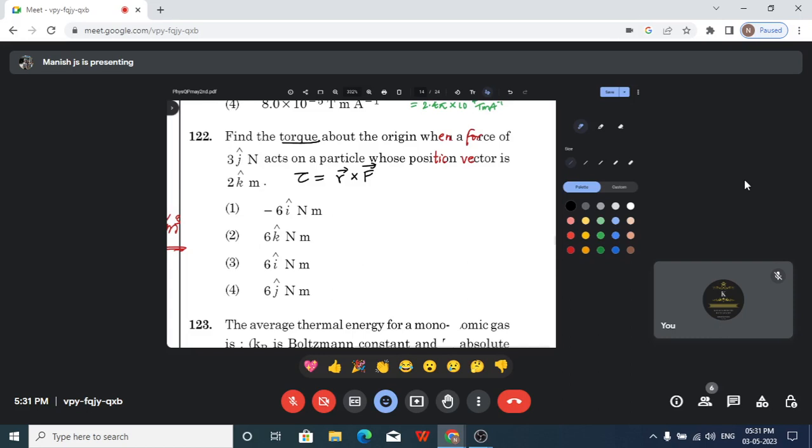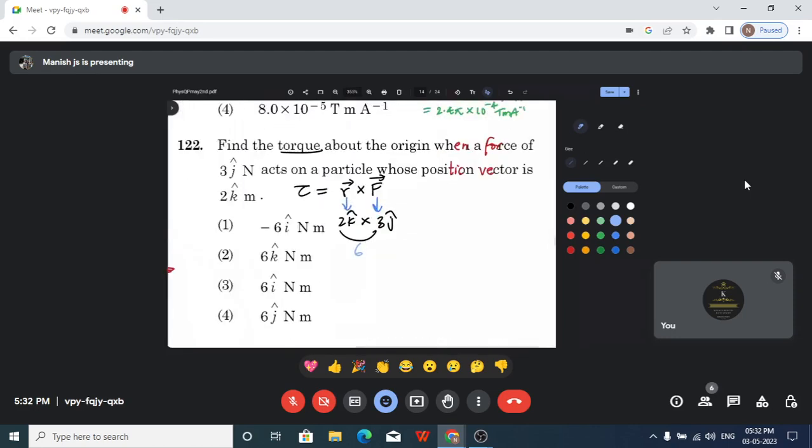Now you go for substitution. The position vector is already mentioned in the question. So in place of position vector you will substitute 2 k cap, into your force vector 3 j cap. So 2 3s are 6. You can directly do that. So this is 6. What is j cap cross k cap? I mean, it is k cap cross j cap. Here we have k first and then you are crossing with j. You are not going in order, right? So you are going the other way around.